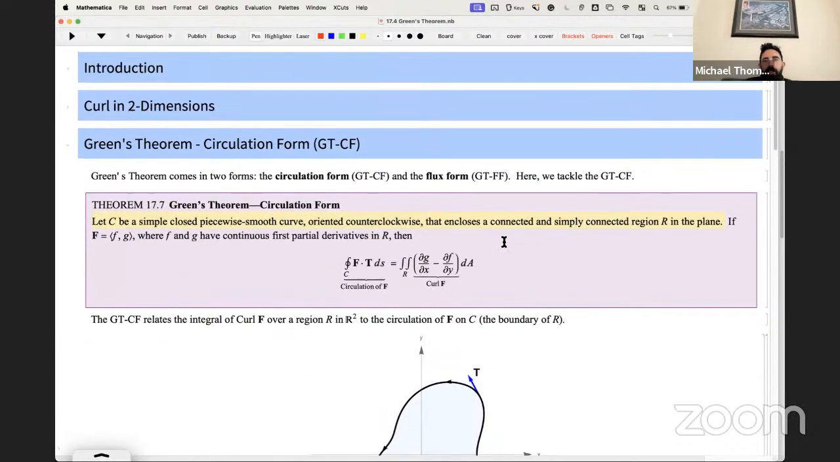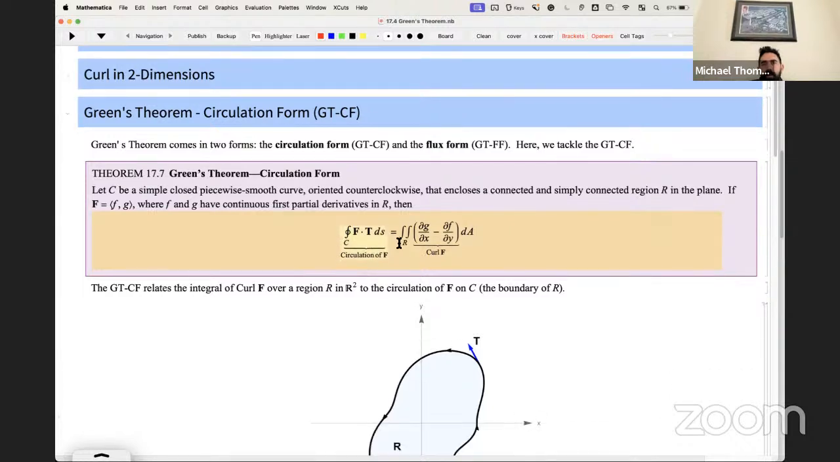So what does Green's theorem say? Well, it says if you have a two-dimensional vector field where F and G have continuous first partials in R, then the circulation on the boundary of R is equal to the double integral of the curl on the region inside.